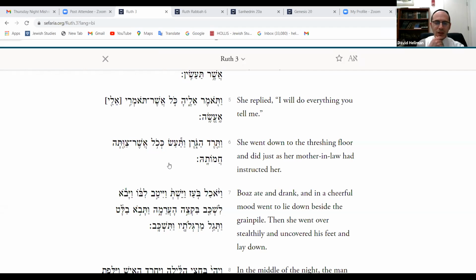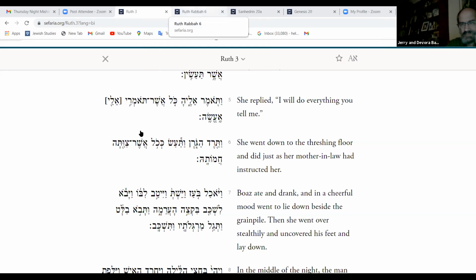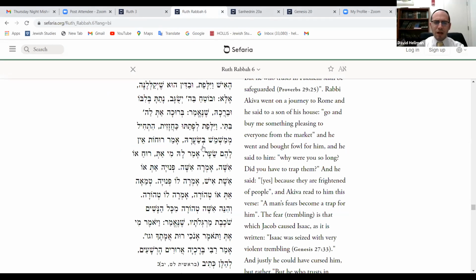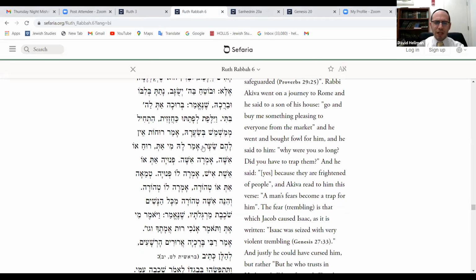Even if Boaz somehow knew in his head it wasn't the right thing to do, it was an incredible test for him to hold himself back, to control himself. And that's certainly how Chazal saw this. Let's read a couple midrashim together.